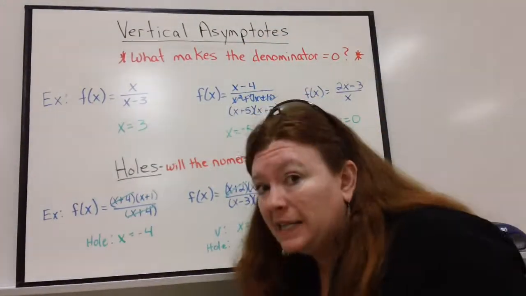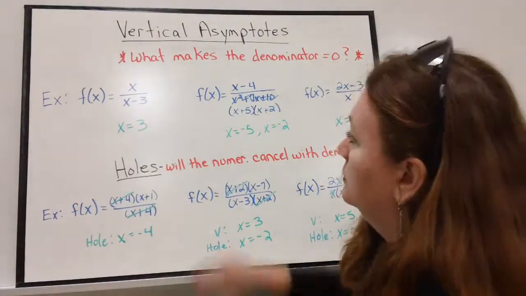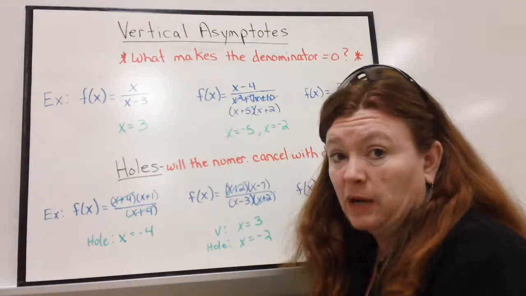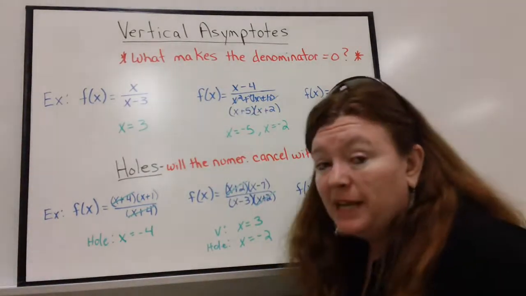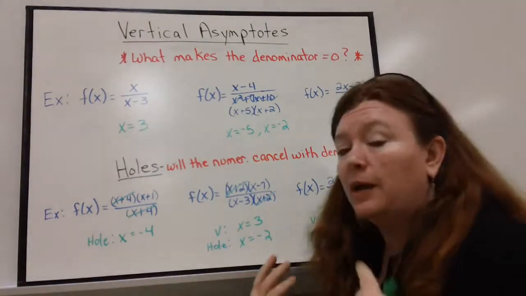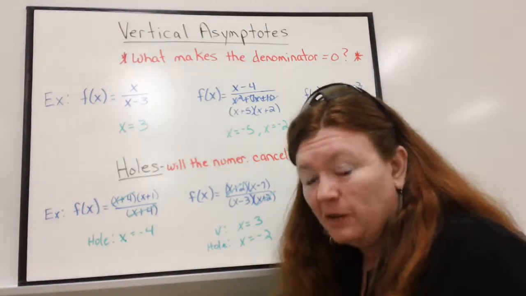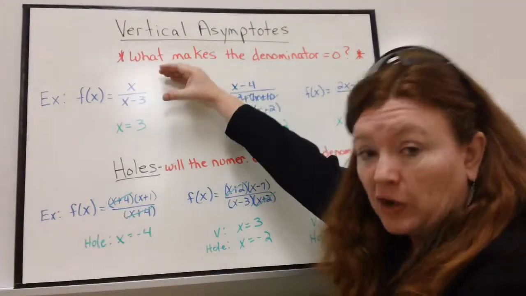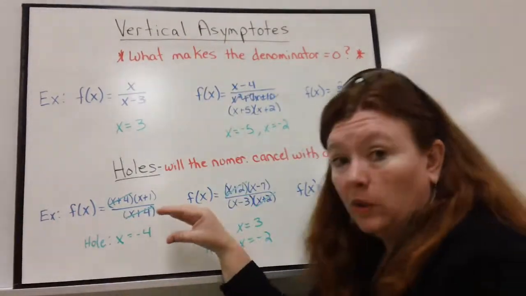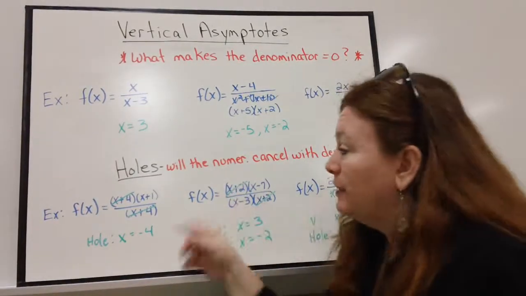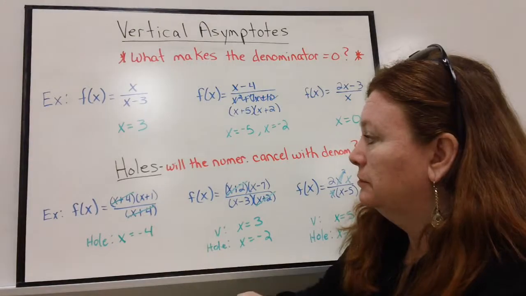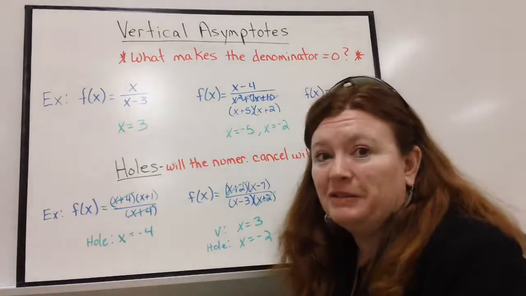For the vertical asymptote, we're looking at the denominator. We want to know what makes the denominator equal to 0. And you just have to be careful that once you decide what makes the denominator 0, you have to decide, is that value going to be a vertical asymptote or a hole in the graph? And it all just depends on if it was able to cancel with the numerator, like that did here. All right? Good luck with those.